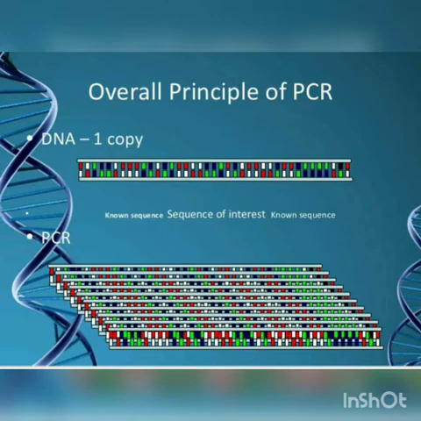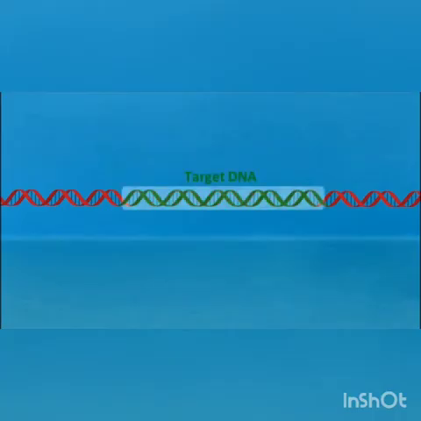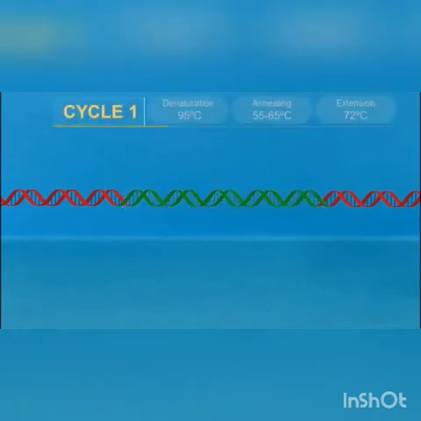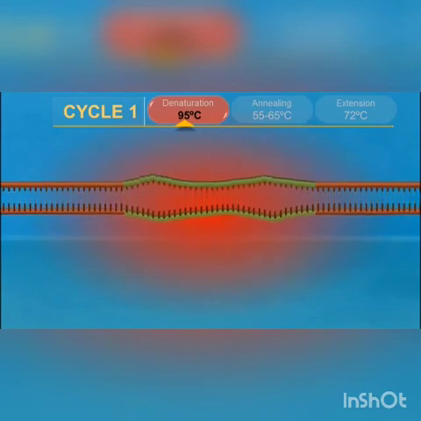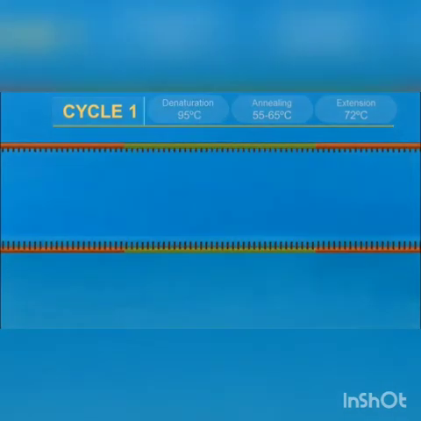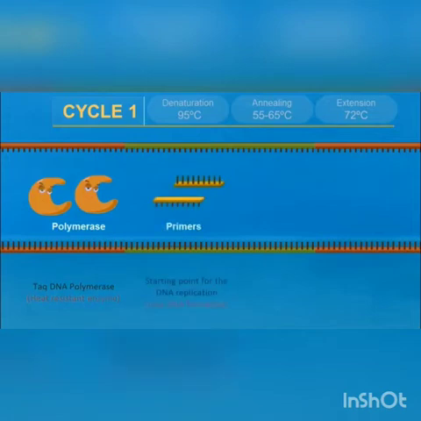During denaturation, the reaction mixture is heated at 95 degrees centigrade for a short time to denature the target DNA into single strands that will act as a template for DNA synthesis. Annealing is done by rapid cooling of the mixture, allowing the primer to bind to the sequence on each of the two strands of the target DNA.